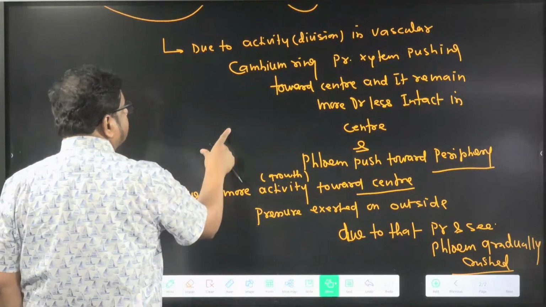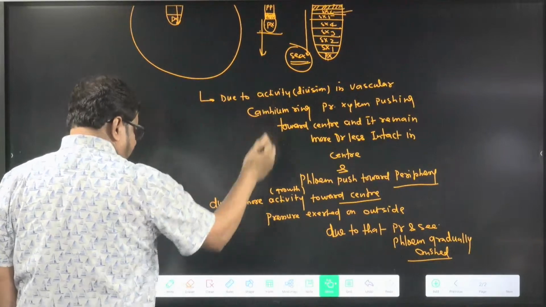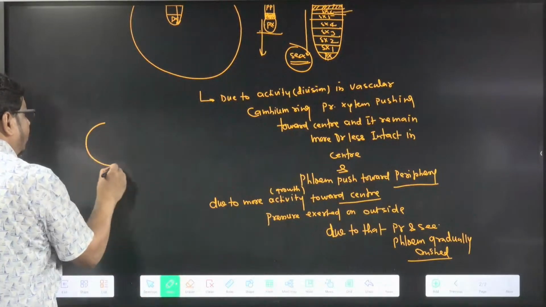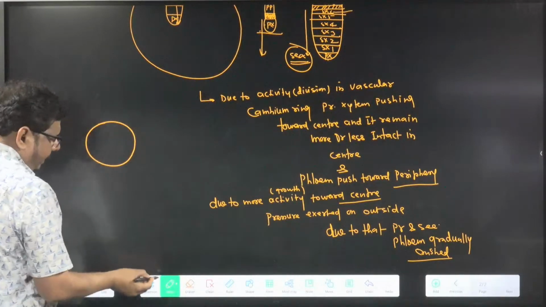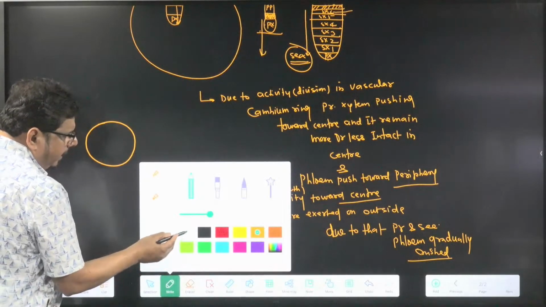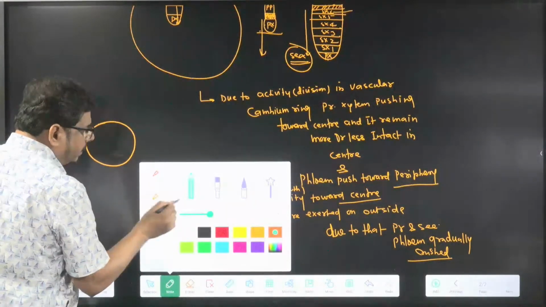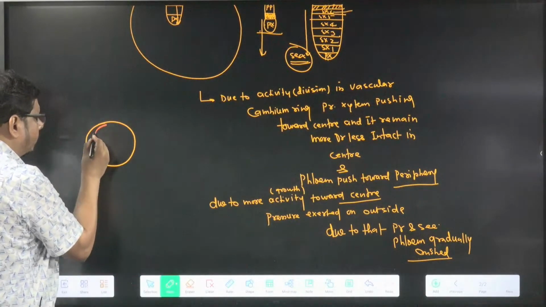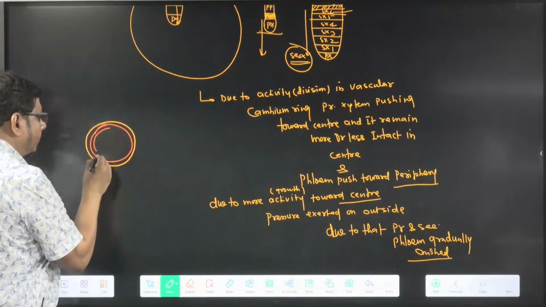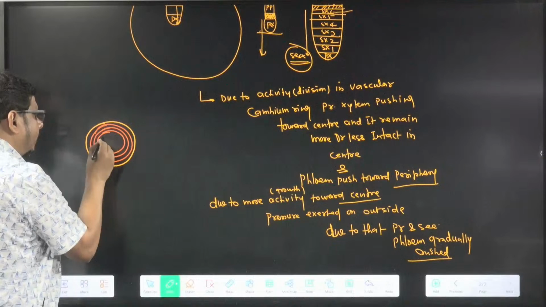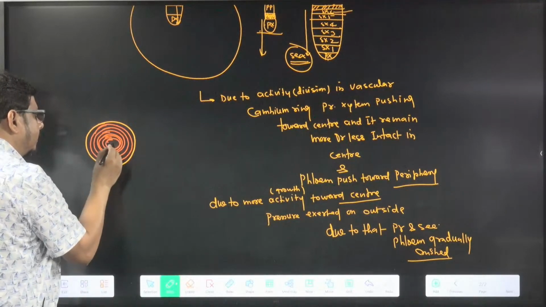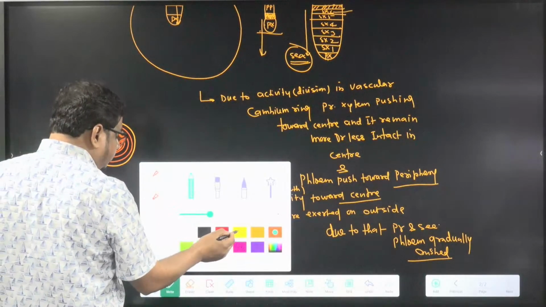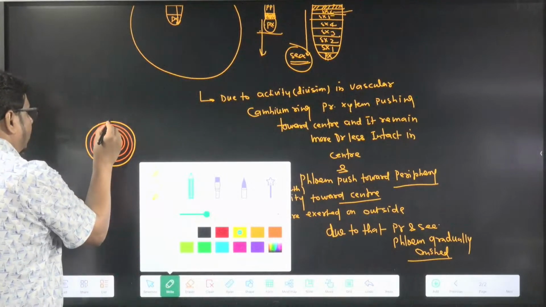Now have a look. What I told here in that long paragraph, I am just explaining it. Look here, when the vascular cambium ring is dividing toward inside, many layers of who will form? New xylem forms. These are the layers of xylem forming. And toward outside, who is forming? Layers of phloem are forming.